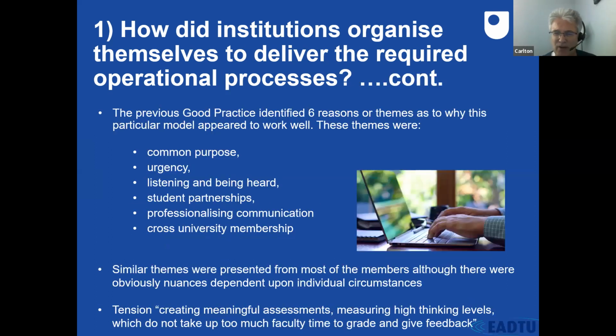That previous example of good practice highlighted 6 themes as to why their approach worked pretty well. If you look at the reasons behind that, those 6 themes are: common purpose, the urgency, listening and being heard within that group that was set up, linking with students and making sure the students had a voice, making sure that whatever decisions were made were communicated effectively, and making sure that all of the decisions were empowered by having some kind of cross-university membership. All of that helped those bodies develop and set policy.